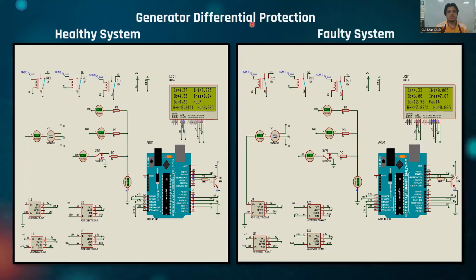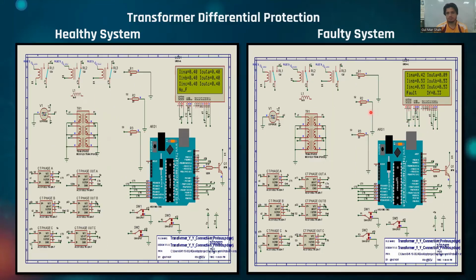This is the generator differential protection. This is the healthy system of this differential protection, and this is the faulty system. In the healthy system, the currents are equal, and it shows there is no fault. In the faulty system, the difference exceeds the threshold, and it shows the fault.